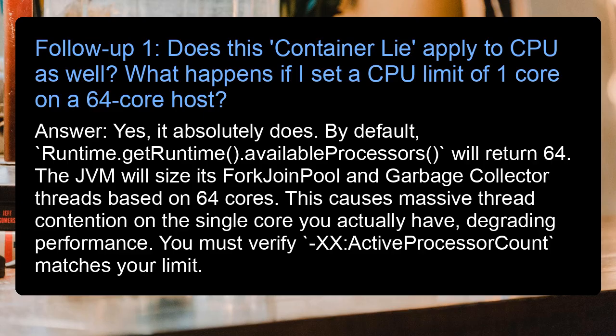What happens if I set a CPU limit of 1 core on a 64-core host? Answer: yes, it absolutely does. By default, Runtime.getRuntime().availableProcessors() will return 64. The JVM will size its fork join pool and garbage collector threads based on 64 cores. This causes massive thread contention on the single core you actually have, degrading performance. You must verify that the active processor count matches your limit.